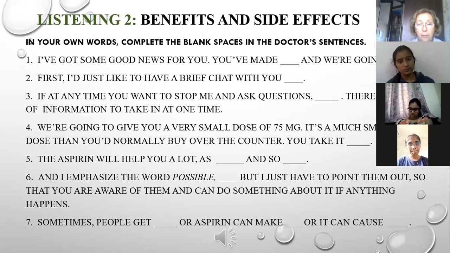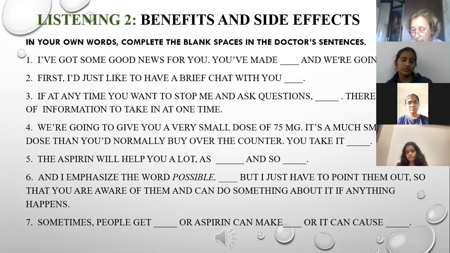Okay. In number 4, about a small dose of 75 milligrams, a much smaller dose than you'd normally buy. You can take it by mouth, once a day after a meal. Yes, by mouth once a day after a meal from now on, he says. So the aspirin will help you a lot as it thins the blood, and so yes, helps to prevent further heart attacks.